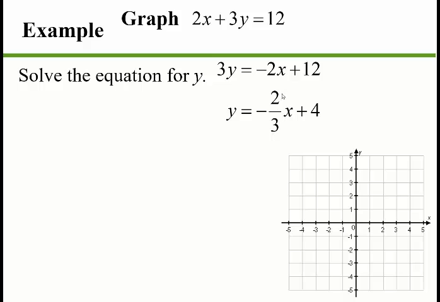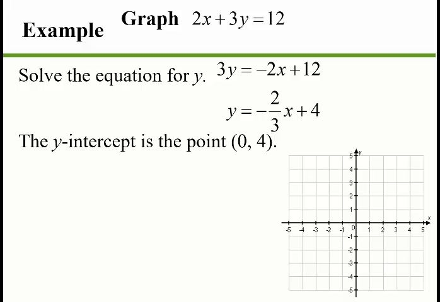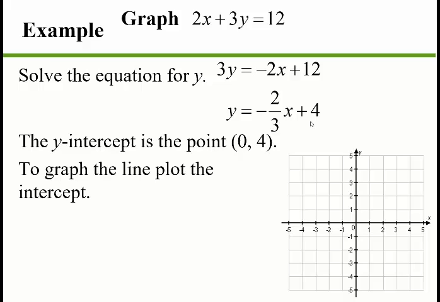All right, so what's different about this one, you'll notice, is I have a negative slope. So negative slope. When you go to rise, a negative in mathematics is the opposite. So instead of rising, you're going to fall. All right, so the y-intercept here is the 0, 4. So to graph the line, plot the intercept. So I'm going to plot the point 0, 4.